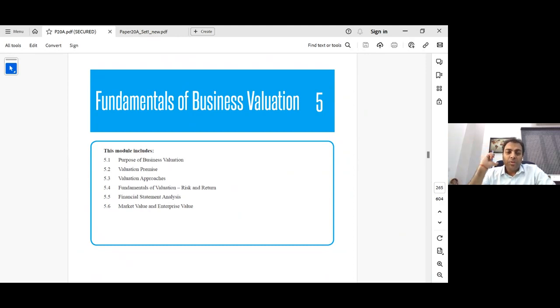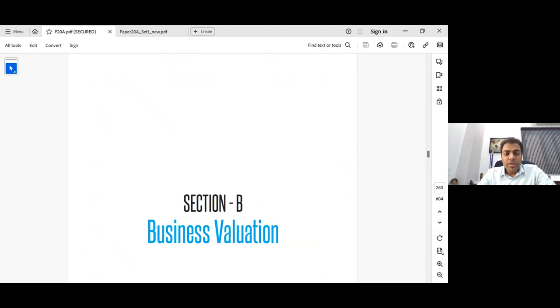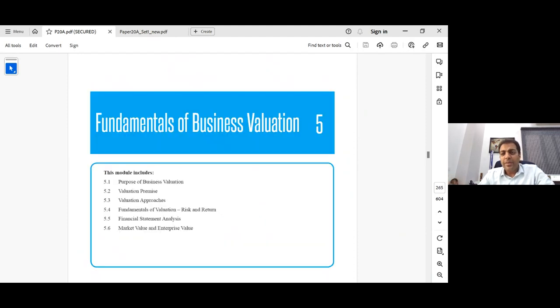Now, what does your syllabus have, and what is covered in your new syllabus? Like you have the new book. In the new book, valuation is covered under paper 20A, section B. So what do we have in this? Let me just quickly walk through the book and tell you what to expect in each of those chapters. The first one is talking about the fundamentals of business valuation, where we talk about what's the purpose. I've just discussed some of the purposes. Then we talk about valuation premise, approaches, fundamentals of valuation, which is risk and return.